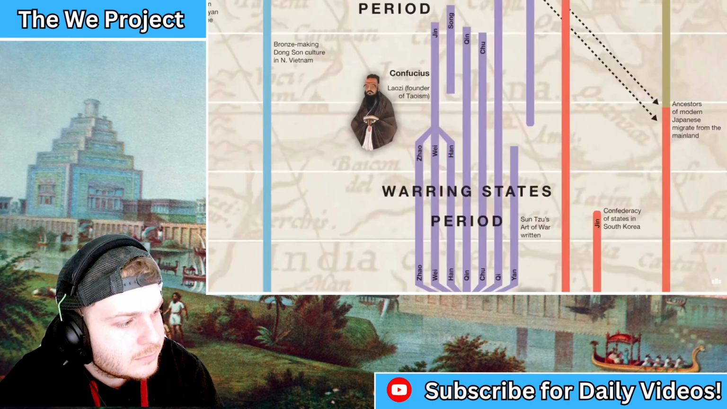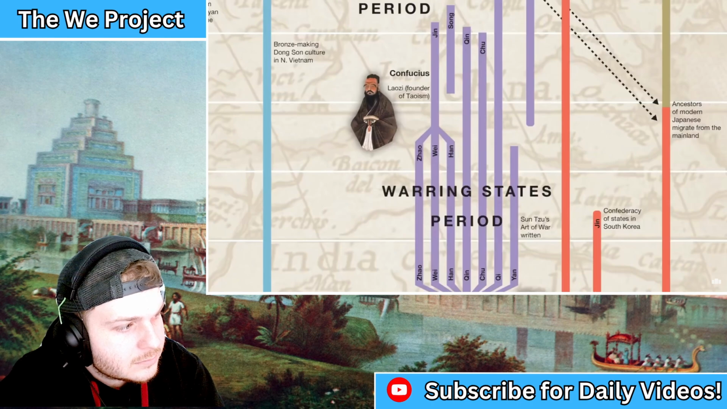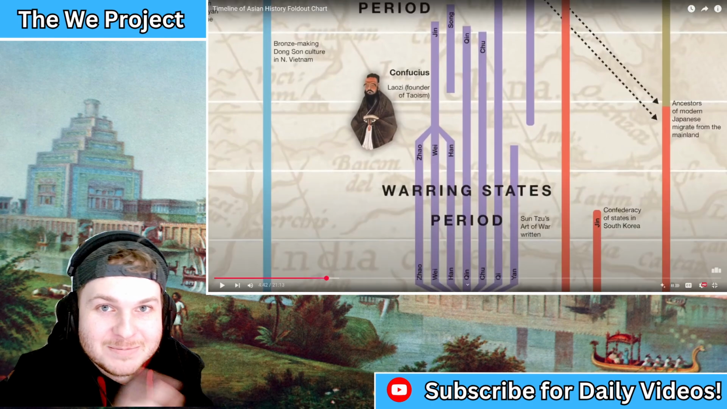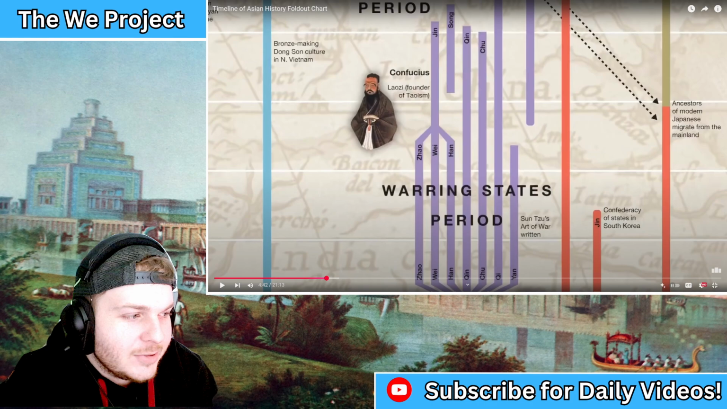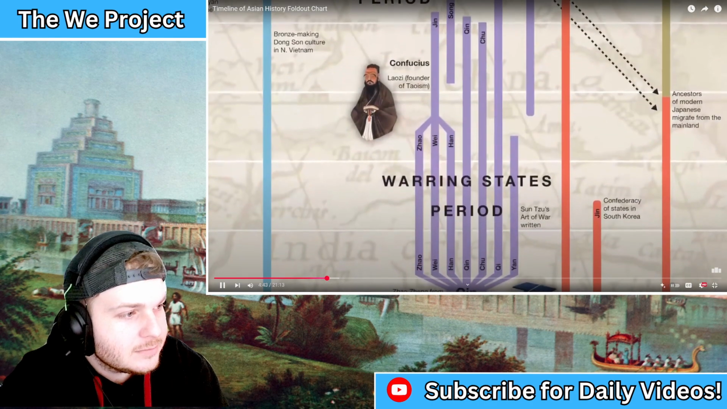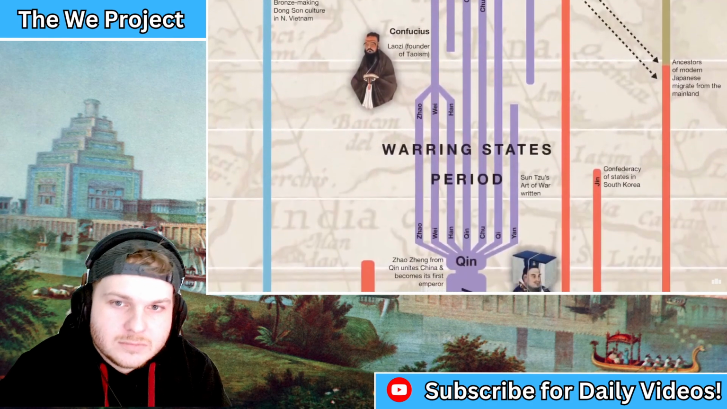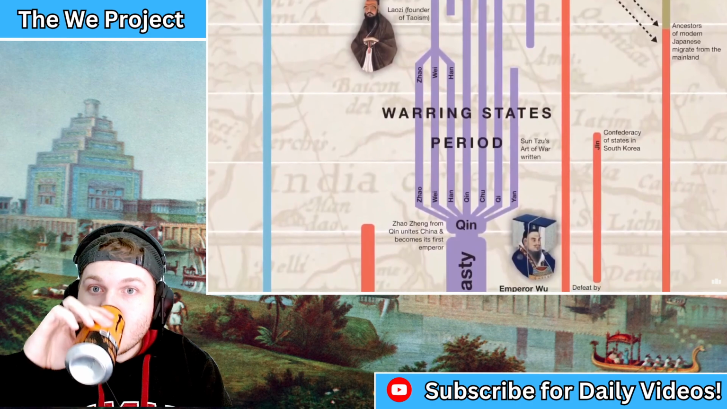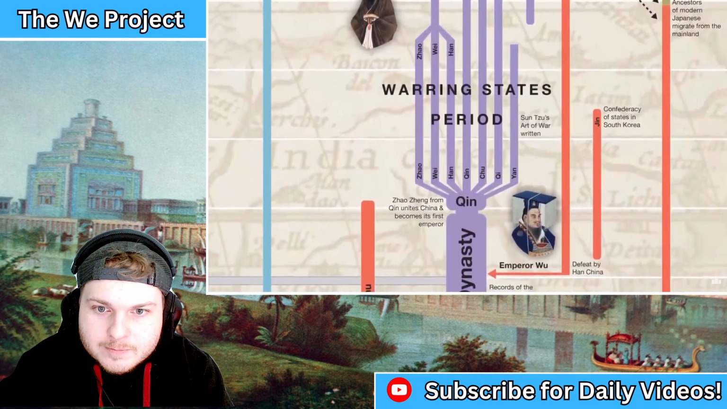It was during this period that Sun Tzu wrote his famous book, The Art of War. Great book. That's all I gotta say. Eventually, one state was able to win out and unify all of China. This was Qin, which might be where the word China comes from.